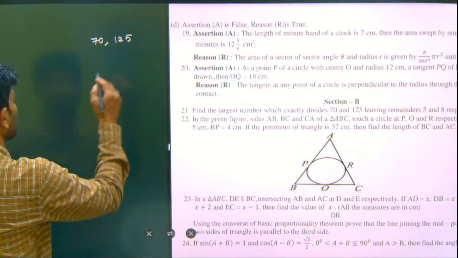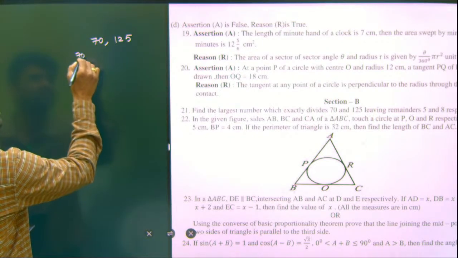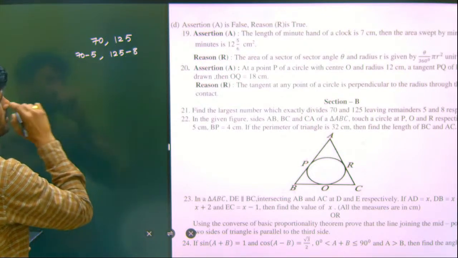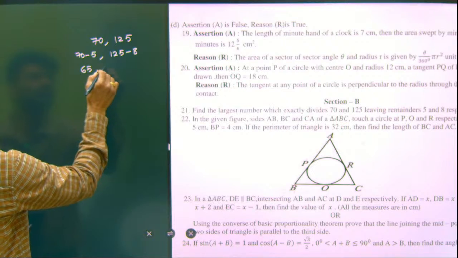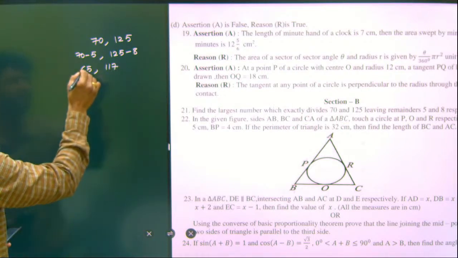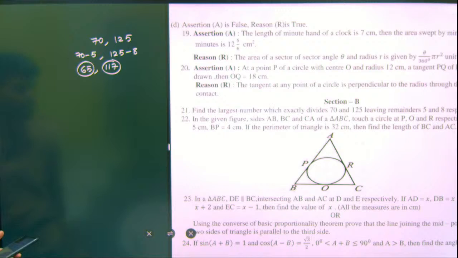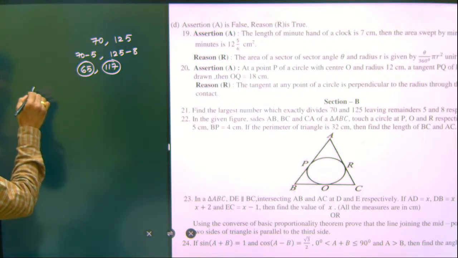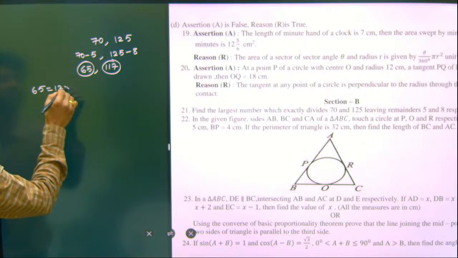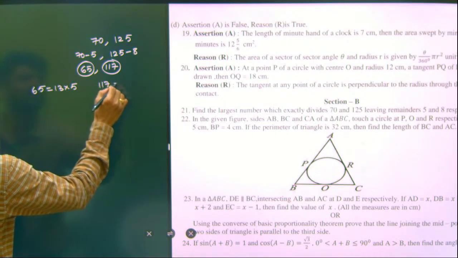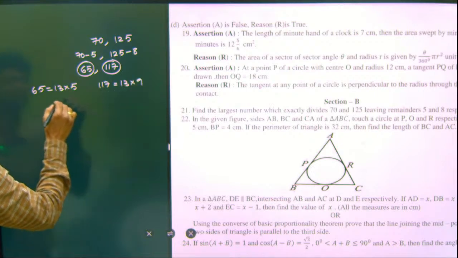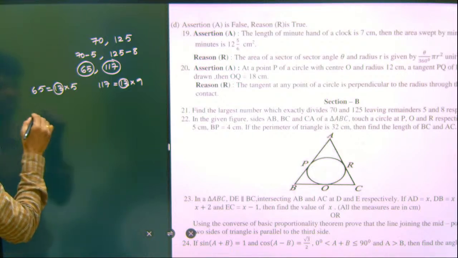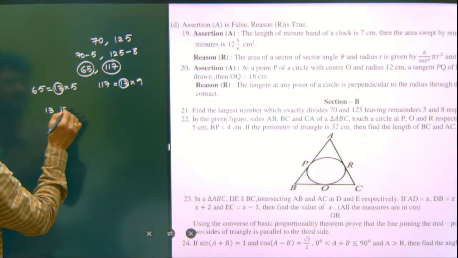So what you have to do, first subtract 5 from the first number, 70 minus 5, and 8 from the second number. Then we get the two numbers 65 and 117. Now you have to find out the largest number that divides these two, 65 and 117. We all know 65 is equal to 13 into 5 and 117 is equal to 13 into 9. So which number is dividing these two? 13 is the HCF, common factor. So 13 is the largest number.